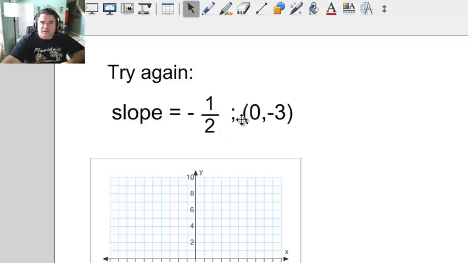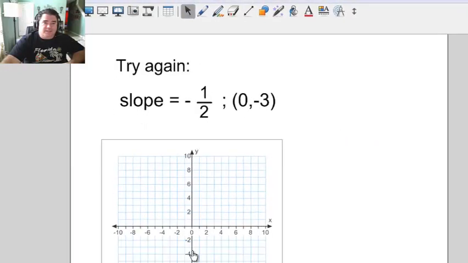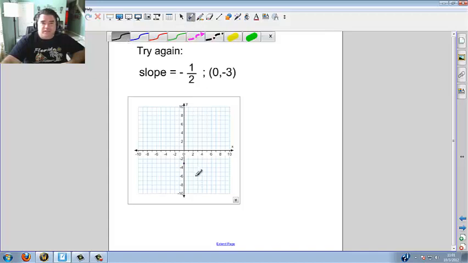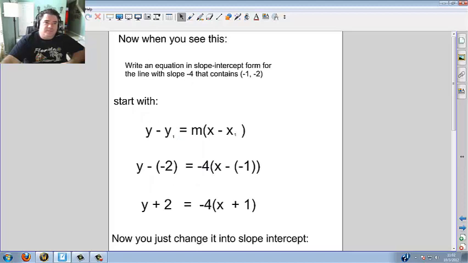Slope equals -1/2. 0, -3. Hopefully you had this. 0, -3 is right here. -1/2, down 1 over 2. Down 1 over 2 like this. Bam and bam. Just like that. And you connect that line there.